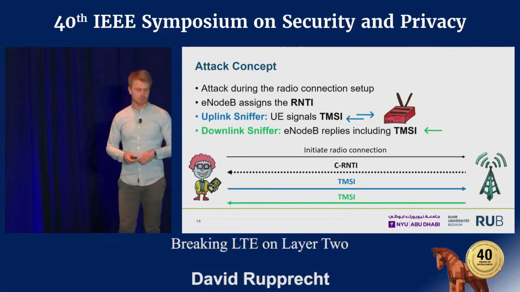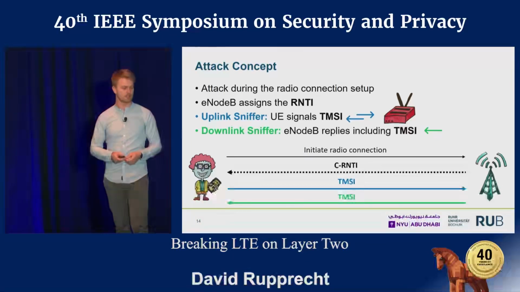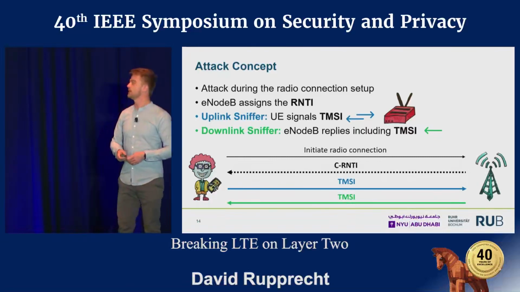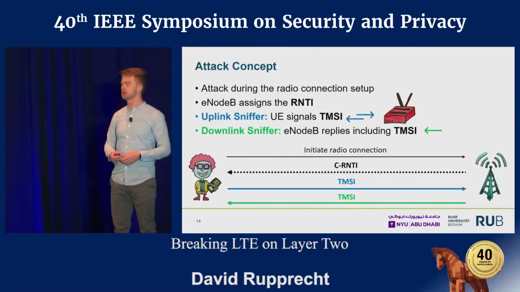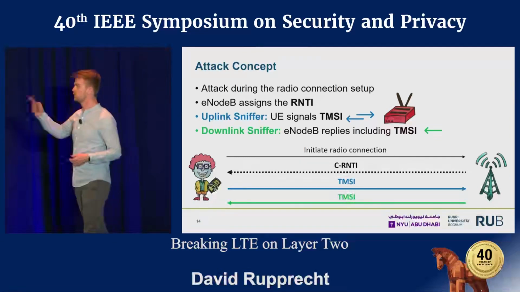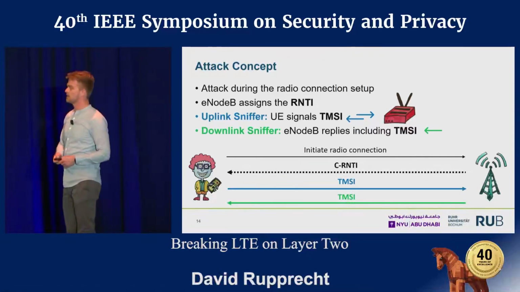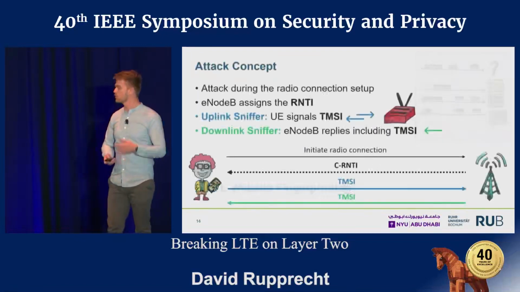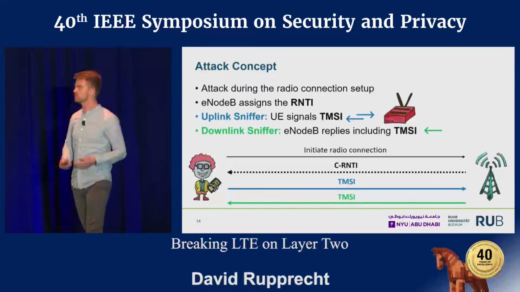However, there's one specification problem, I would say, that allows us to use also a downlink sniffer, because the eNodeB sends back the TMSI for collision avoidance during the first phase of this thing. So we did this in a commercial network, and we see this is actually possible.